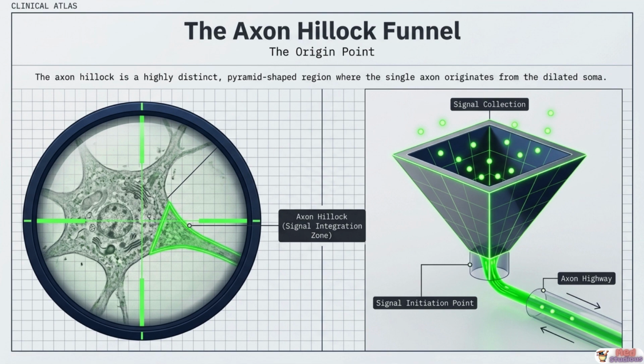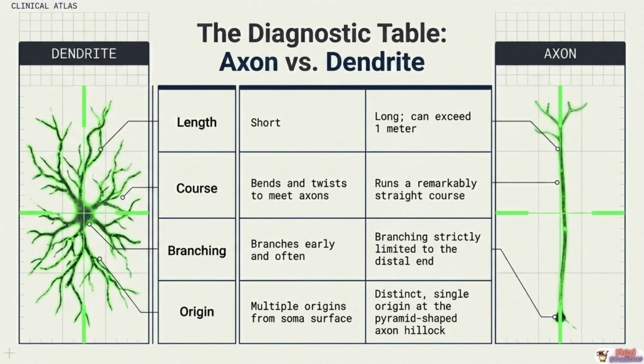For medical and biology students, distinguishing an axon from a dendrite on a microscopic slide can be challenging. Let's look at the diagnostic table. First, consider length. Dendrites are relatively short and remain near the soma, while an axon can be incredibly long, sometimes exceeding 1 meter, like the sciatic nerve running down your leg. Second, examine the course. Dendrites bend, twist, and taper as they branch out to meet incoming signals. Axons, however, run a remarkably straight, uniform course with a consistent diameter.